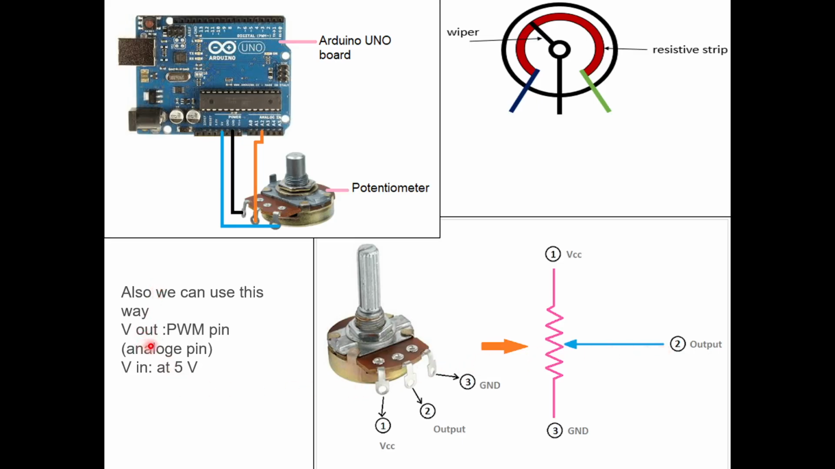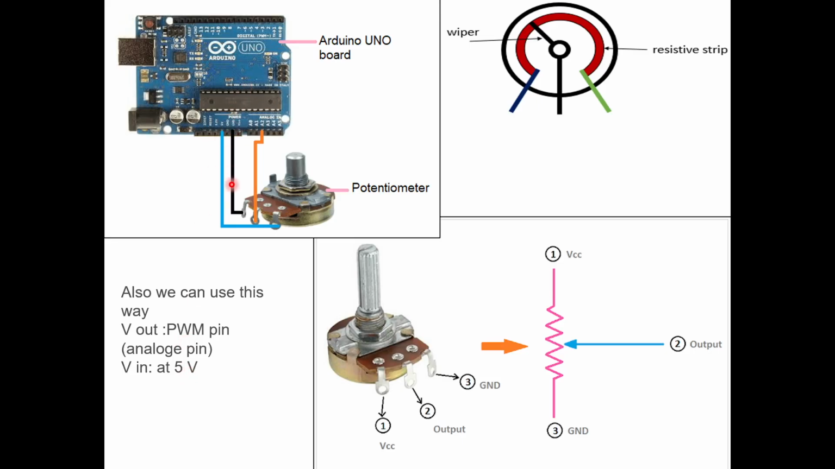We can also try this. The output pin can be a PWM pin. We can connect any component here. These are our PWM pins, pulse width modulation. All the pins which have this tilde symbol, the symbol that is on your keyboard just under the escape, ESC button, that is our tilde symbol. So we can connect our component on those pins, and the input we will be connecting at 5 volt.